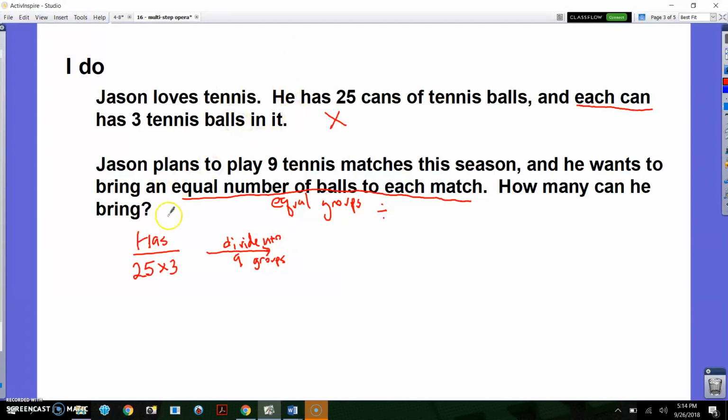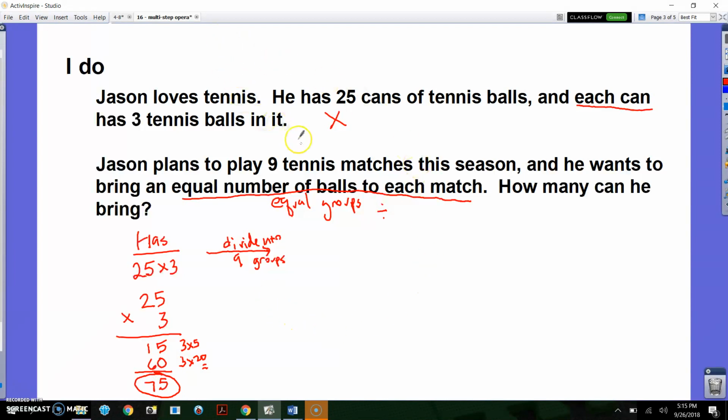So let's do it. So first let's find out how many he has. He has 25 times 3 tennis balls. You may be able to do that in your head. I'll go ahead and use a strategy just in case you can't do it in your head, which is still okay. So I'll use the partial products method here. I'm going to do 3 times 5, that is 15 tennis balls. And then I'm going to go 3 times 20. 3 times 2 is 6, and then 0 from the 20. And all together, looks like he has 75 tennis balls.